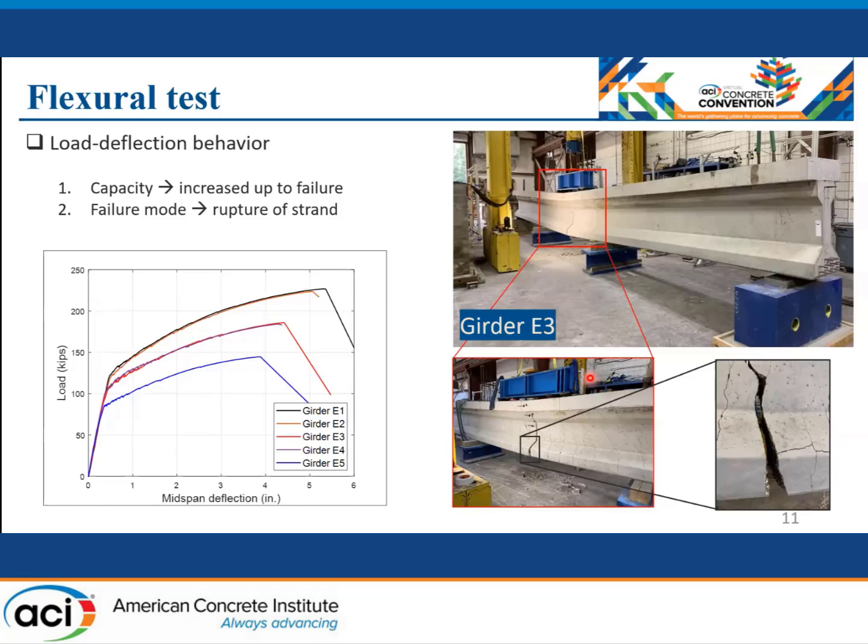So even though the stainless steel strands have low ductility and the behavior of all girders was controlled by the low ductility of the strands, we can see that all girders exhibited significant reserve deflection and strength beyond the cracking load. So here's the cracking load, and then we can see that all girders exhibited significant deflection and capacity after cracking.